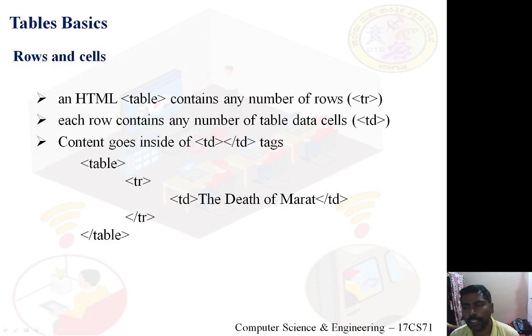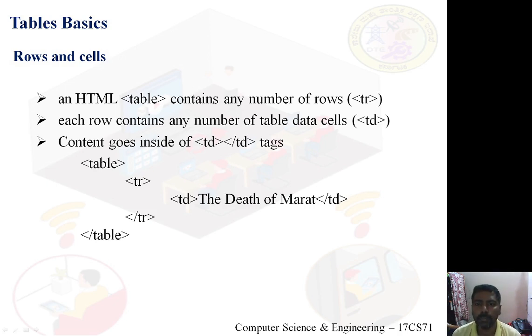Next, within a row, I need to create data cells. To identify the beginning and end of the data cells, I need to use the tag td. Td stands for table data cell. Clear? So just have a look at this HTML code fragment, showing creating a simple table with one row and one data cell. Okay.